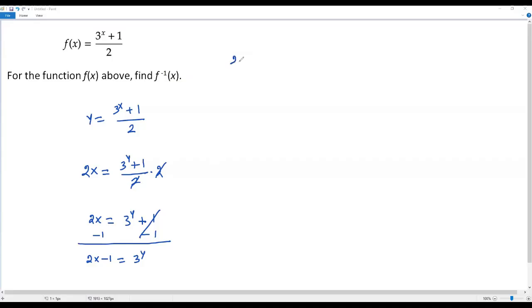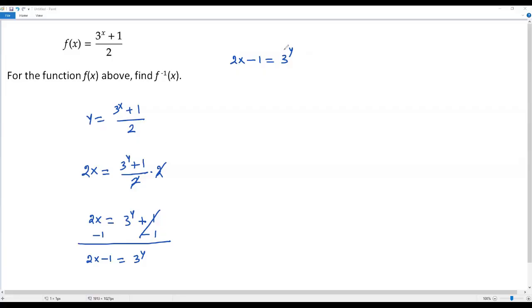Okay, now let me take the same equation over here. That is 2x negative 1 equals 3 to the y to the power. Now to solve for y in this equation, I have to convert this equation to logarithmic form. Actually, this equation is in exponential form. To solve for y, I have to convert this equation to logarithmic form. How can I convert this equation to logarithmic form?